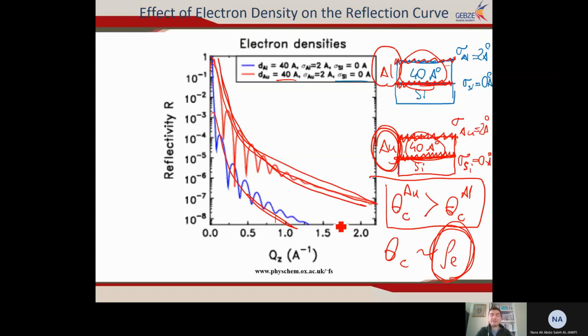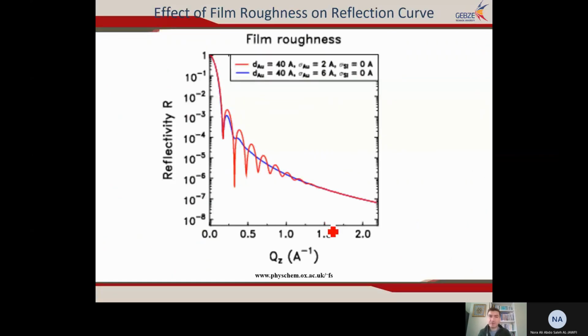Now let's discuss the effect of film roughness on the reflectivity curve. Here again, we have two films. The red one is gold, thickness is 40 angstrom. The blue one is also gold, and thickness is 40 angstrom. They have the same electron density, same thickness, and they are grown on a silicon substrate, and both of them have zero roughness on the surface of the silicon. The only thing is that this red gold has lower roughness compared to the blue gold.